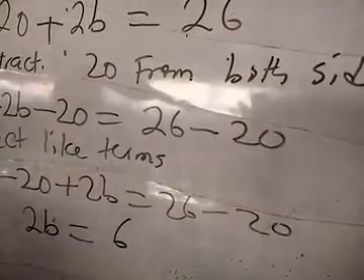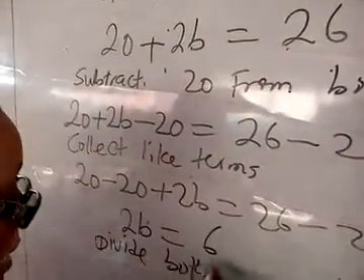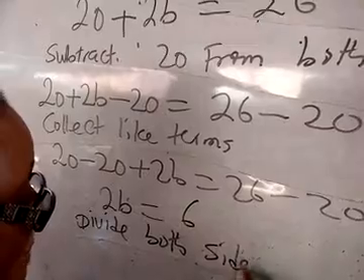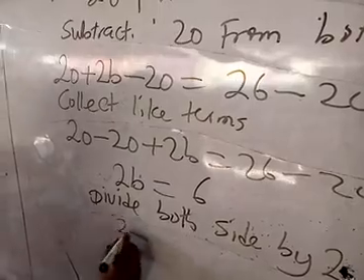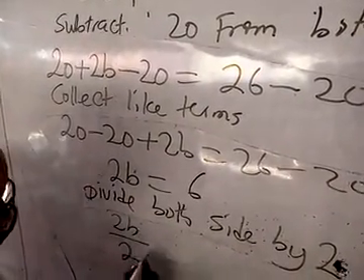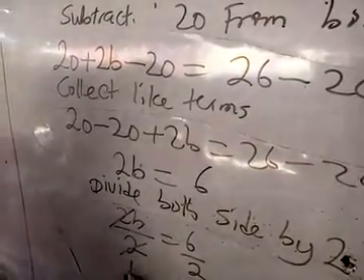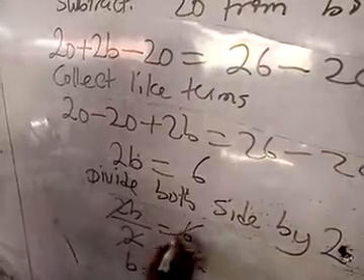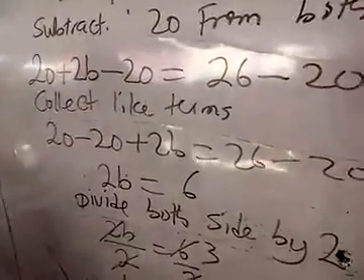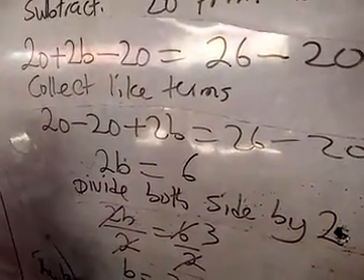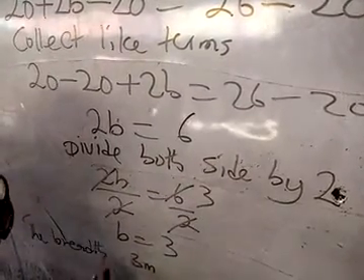Now divide both sides by 2, which is the coefficient of this b. 2b divided by 2 is equal to 6 divided by 2. 2 will cancel itself and cancel this, you have b. And then 2 will cancel this and cancel this, you have 3. So the b is 3. The breadth is 3 meters.